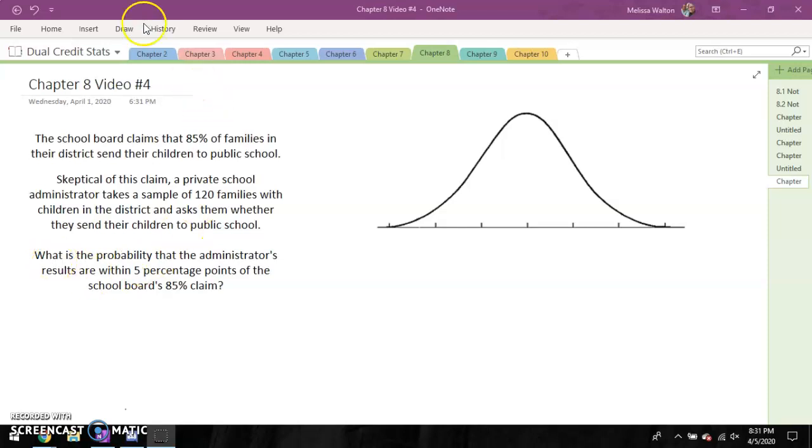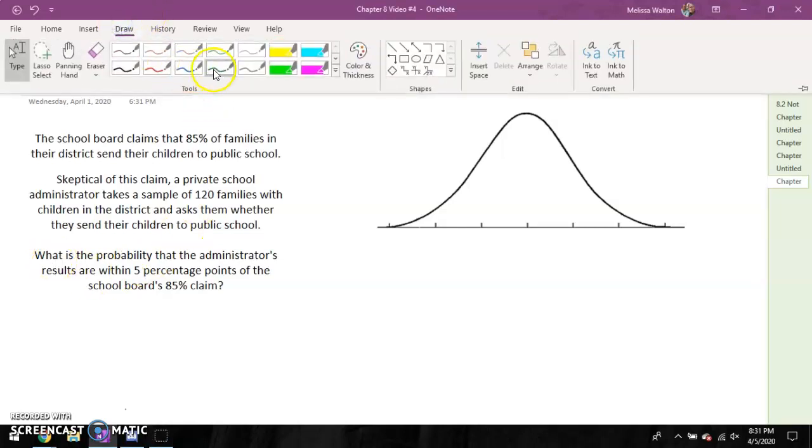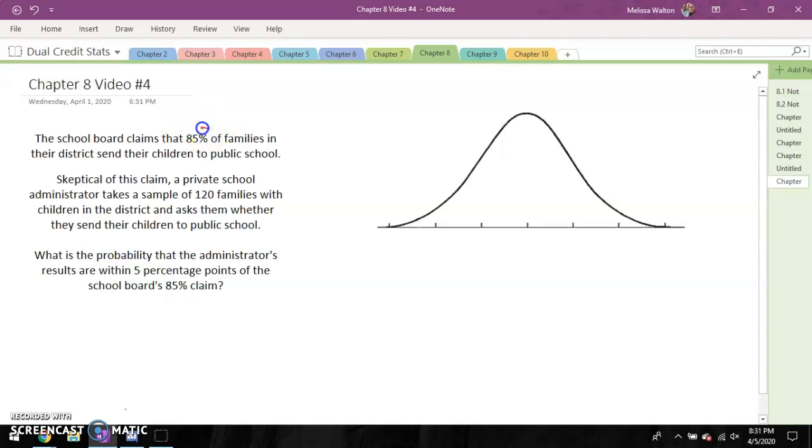All right, so here's what we have in this problem. We have a proportion that we are expecting. We are expecting 85% of this sample to send their kids to public school. And I want to know, what is the probability that this is within 5 percentage points? So let's say that the administrator finds out that actually only 82% of families send theirs to public school. Well, is that a big deal or not? So let's go ahead and create this.